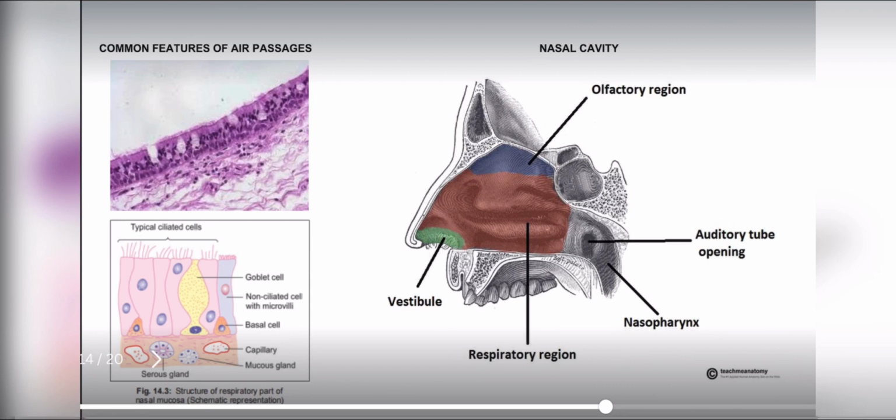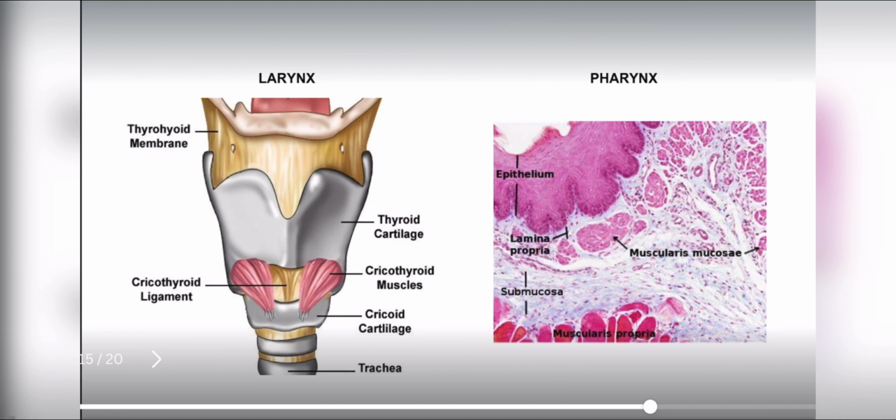Let's move on to our larynx. The larynx is a specialized organ responsible for the production of voice, just like mine today. It houses the vocal cords. The wall of the larynx has a complete structure made up of a number of cartilages, membranes, and muscles.